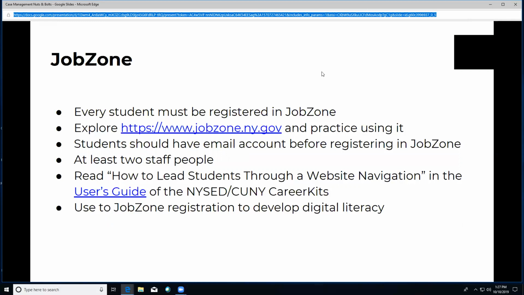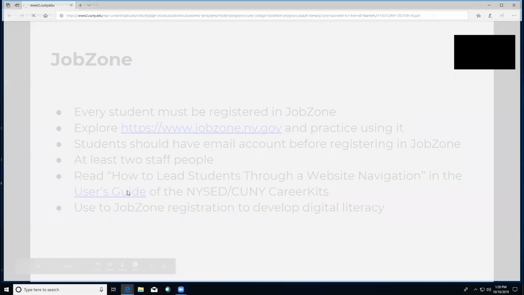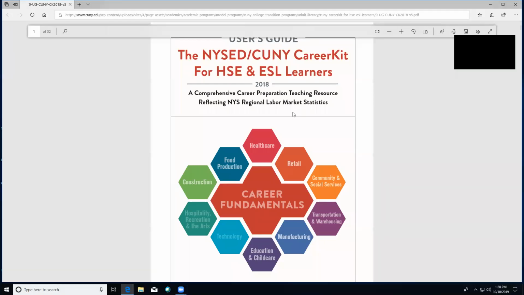I also recommend having at least 2 staff people in the room in the computer lab when you're doing this. Computer activities with students tend to be really difficult to keep all students together. So it's really helpful to have more than one person who's circulating and helping students. Along those lines, I wrote a kind of tip sheet for how to lead students through a website navigation, which is in the user's guide of the Career Kits. We'll go there right now, and I will talk through a few of the points.